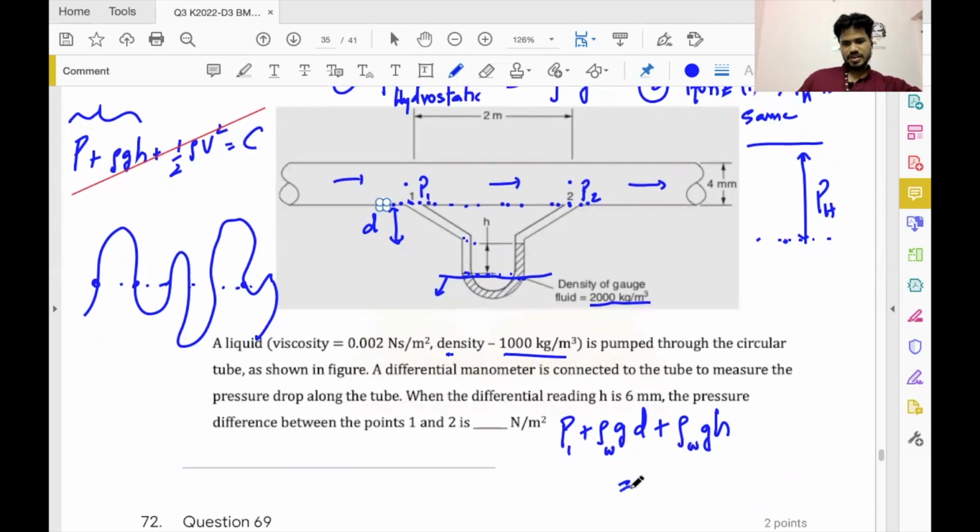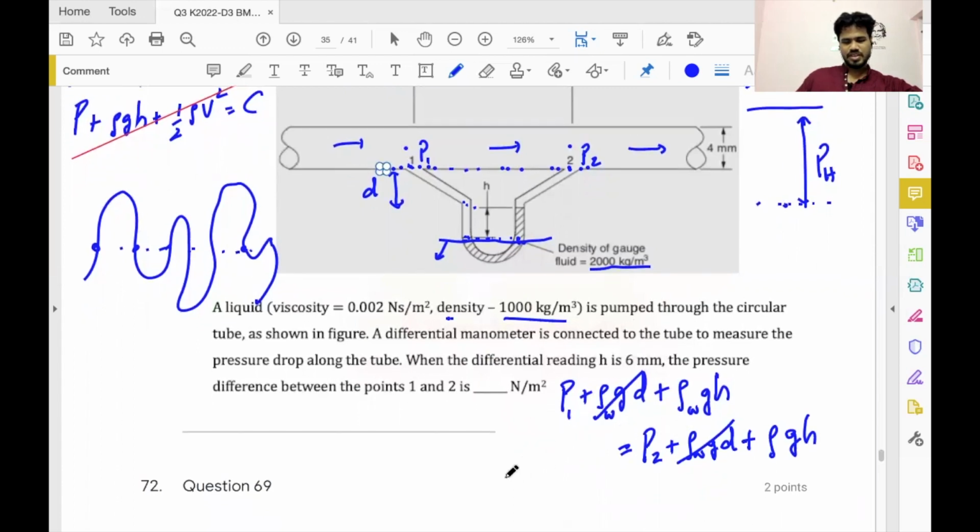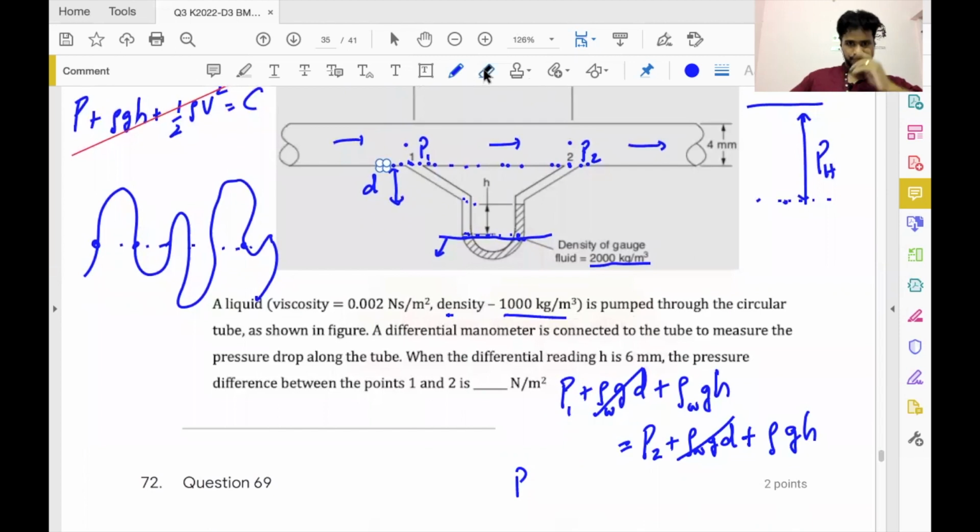Then on the RHS at this point, starting with P2, we have the same thing, water till height D, and then this thick fluid, let's call it rho, till height H, rho G H. So this is common, this is common. What we should get is the pressure difference: P1 minus P2 should be rho minus rho W into G H.